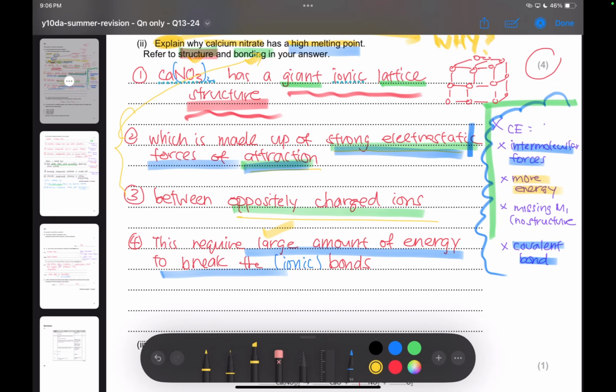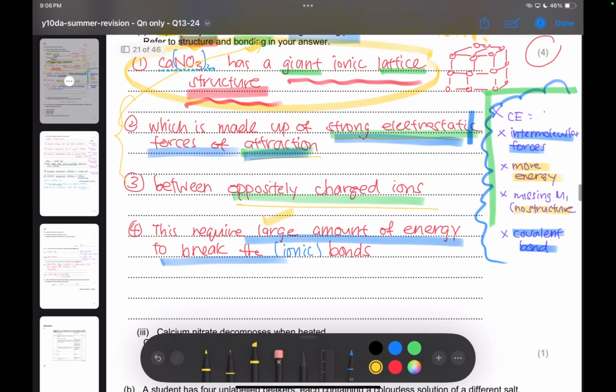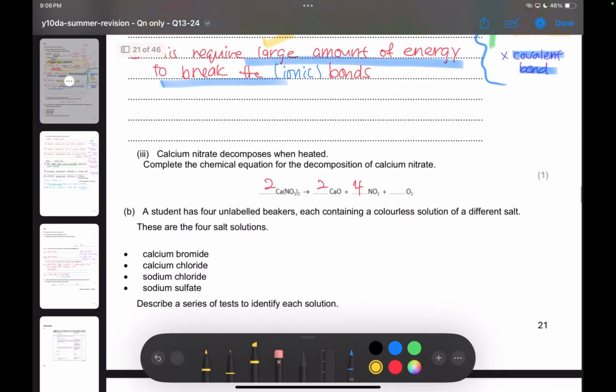Some students also miss out the structure part of the answer. That means basically the whole of M1 they did not write. But if you look at the question demand, they want you to discuss both structure and bonding. So if you have only talked about bonding without the structure, there is no way you can get 4 full marks as well. Okay, right. Next one is a little bit of balancing.